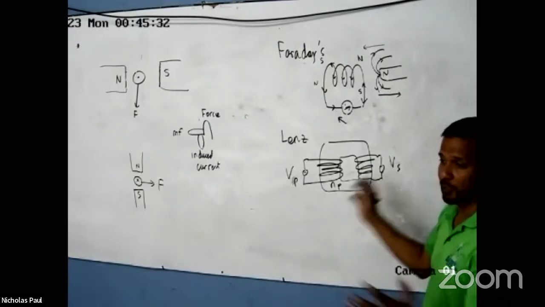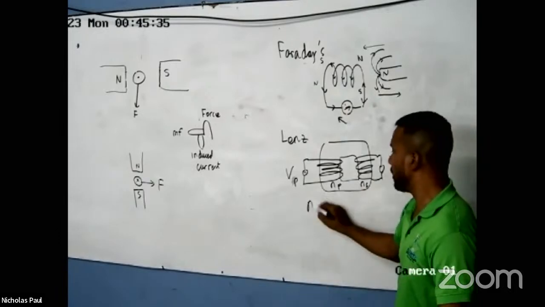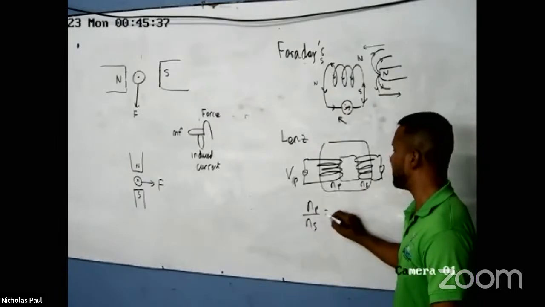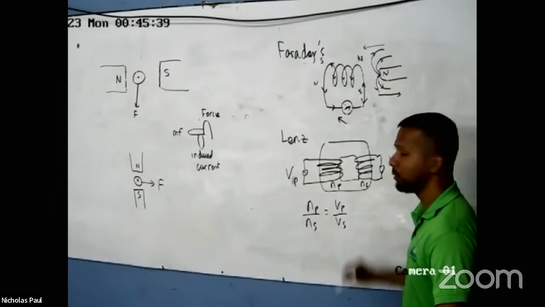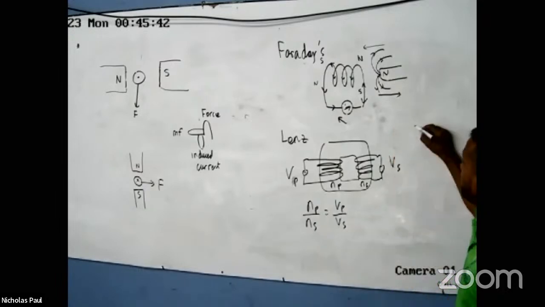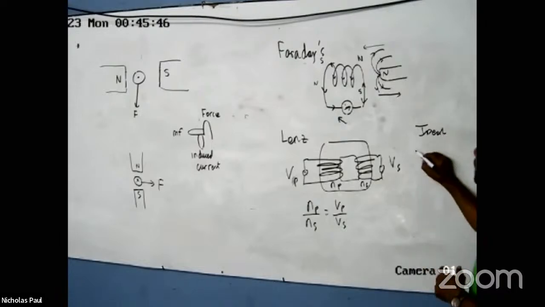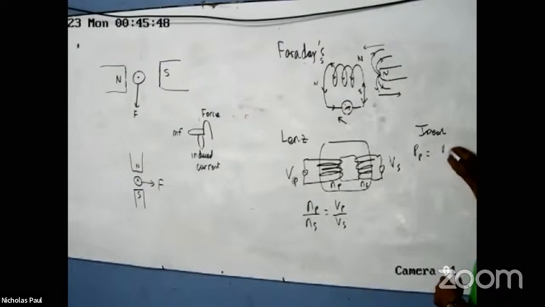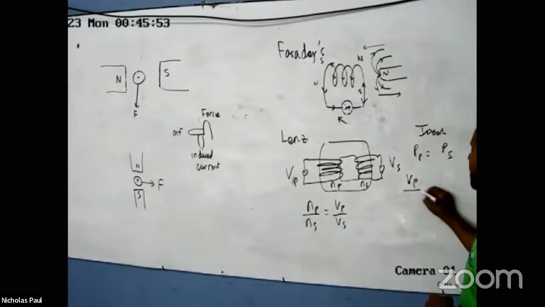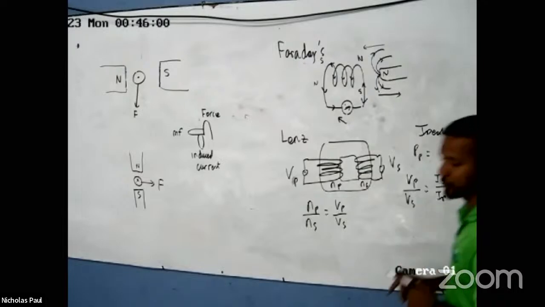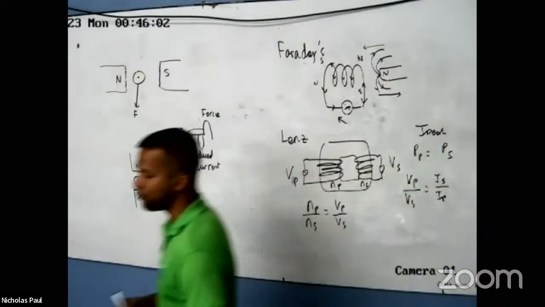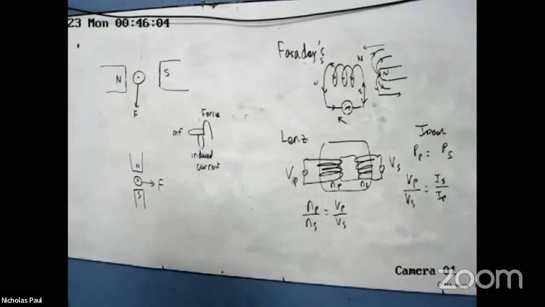What's the formula that brings all this together? NP over NS is equal to VP over VS, right? And last thing, if the transformer is ideal, what do you do? Power in the primary is equal to power in the secondary. And you will get this nice formula here: VP over VS is equal to IS over IP. All right? Make a note of that. That's your magnet summary. Okay?